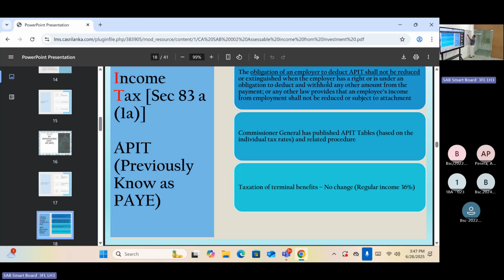So employment income could be on regular profit, we call it regular profit, or terminal benefit. Terminal benefit, right? So that is what it says, taxation of terminal benefit. That is the taxation of terminal benefit.